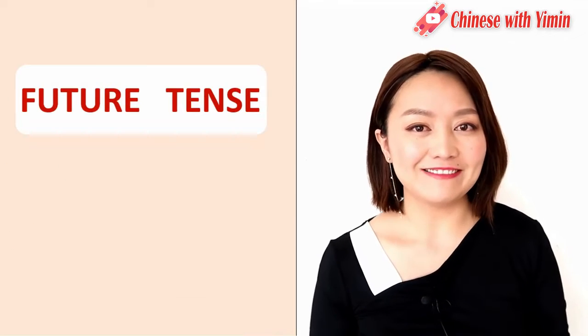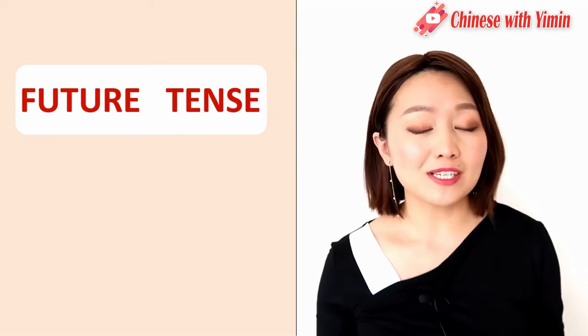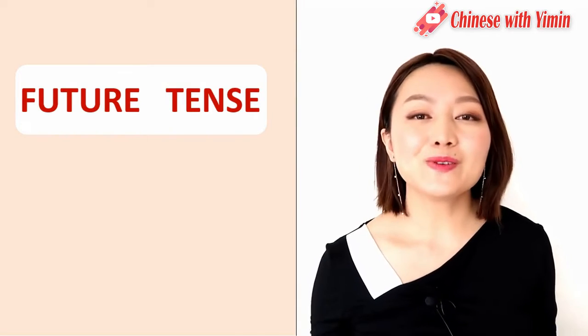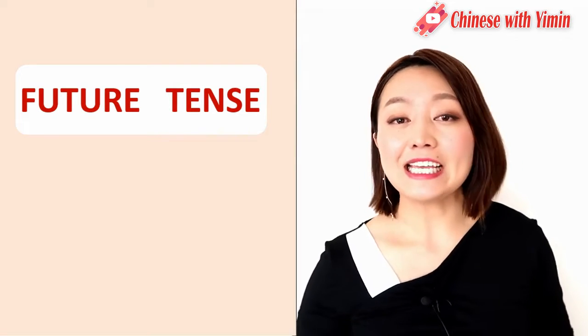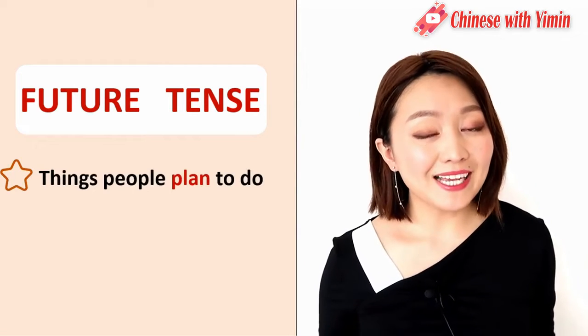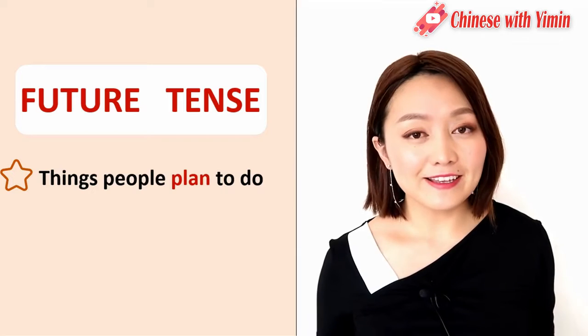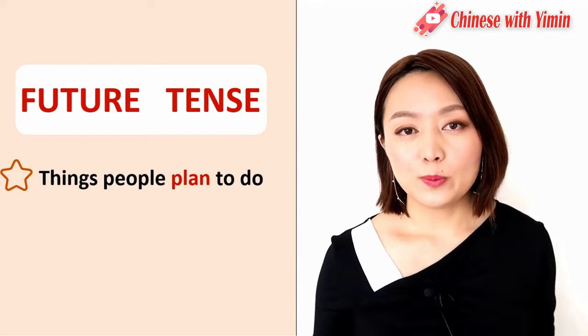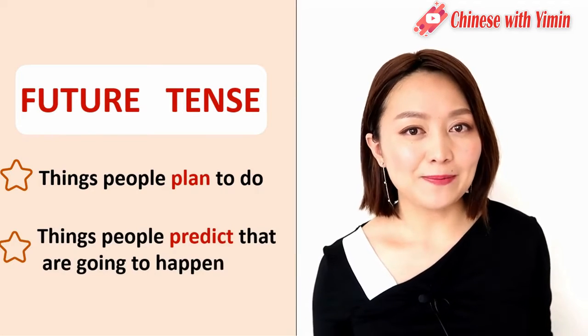Okay, now for the future tense. Now it doesn't depend on what kind of verbs it is. Now the rules are like this. We can divide it into two occasions. One is things people plan to do. And another is things people predict are going to happen.